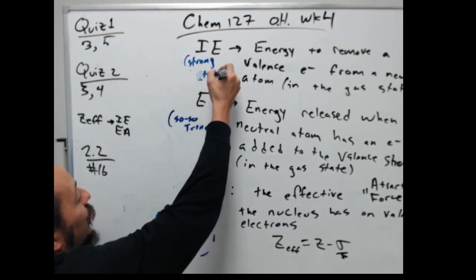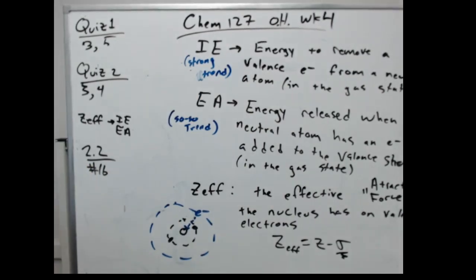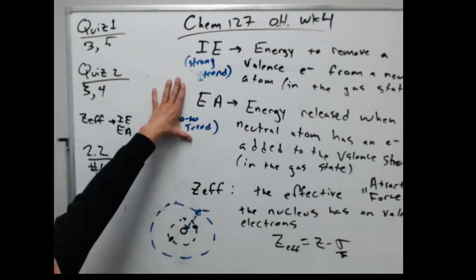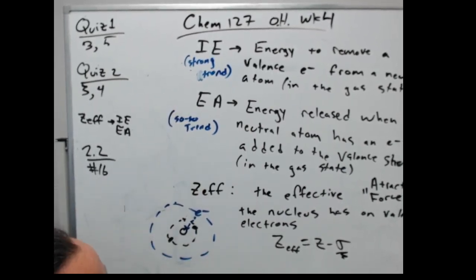I almost wrote strong strand. So, ionization energy and radius were both strong trends. They tracked really well with the periodic table. Electron affinity, it's kind of a so-so trend. And the reason electron affinity becomes weird like that is because electron affinity has these other aspects to it as well. It's like how full is the valence, how much space is there around the nucleus, right?